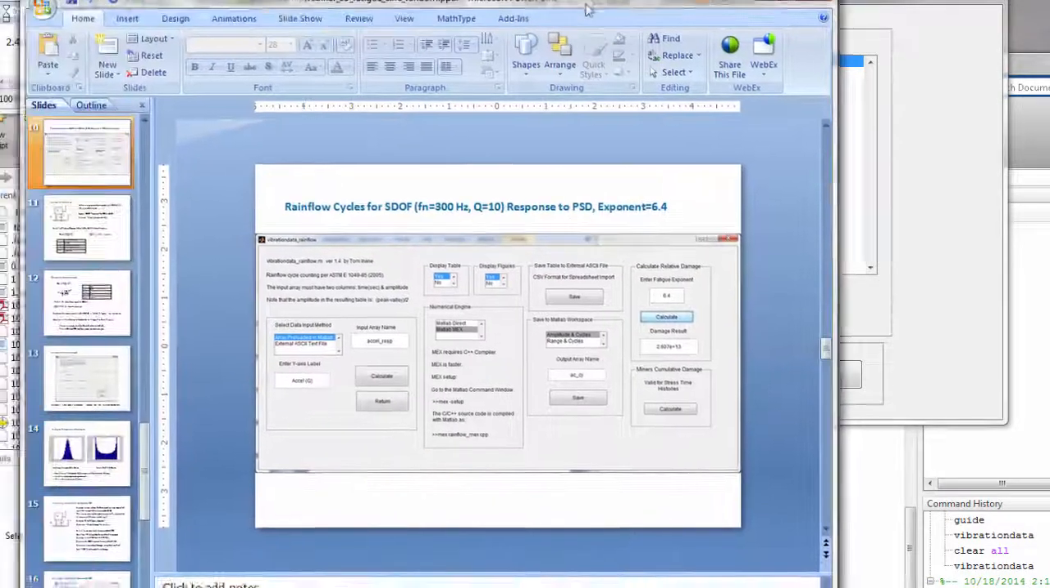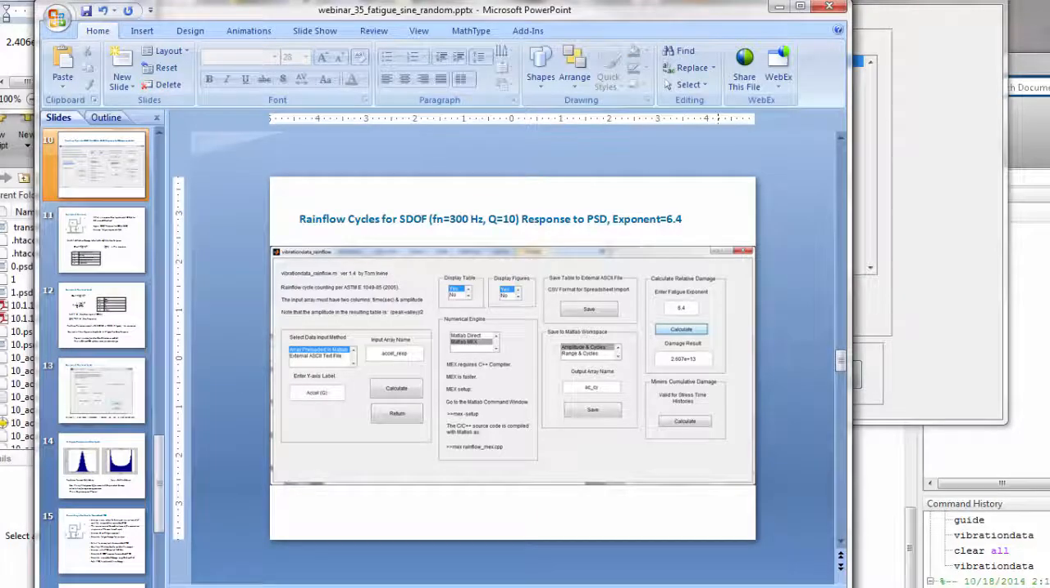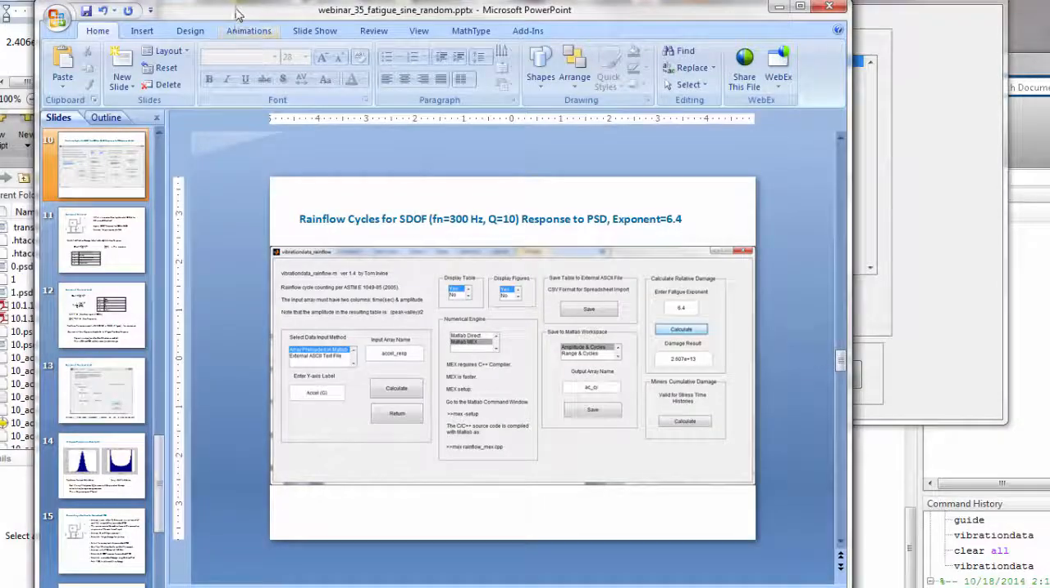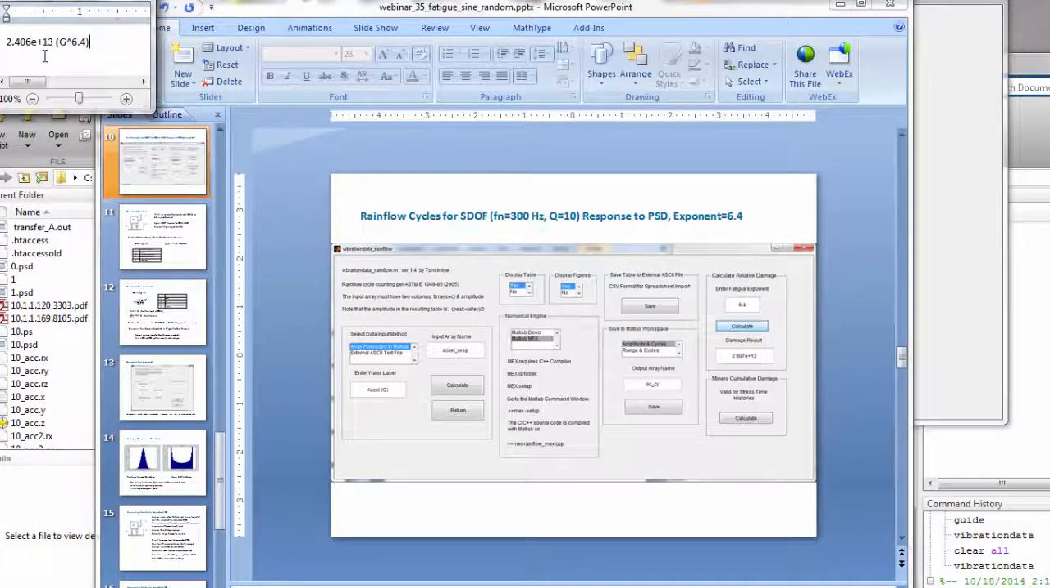In this slide, just as a reminder, I show you how to do that rainflow calculation that we just did with all the parameters we selected. It looks like in this slide I was going to save the amplitude and cycles, but we don't necessarily need to do that because we can go directly to the relative damage calculation. Just type in our fatigue exponent, calculate, and we get our damage result. In this case, it was 2.607 times 10 to the 13th. And for what I demonstrated in class, it's also 10 to the 13th, but it's 2.04.